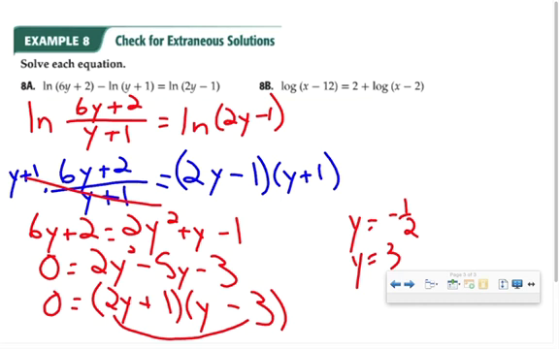And once again, if I take that negative 1/2 and plug it in on the right-hand side, is where I notice it most immediately. When I plug in negative 1/2 for y, I get negative 1 minus 1, so I'd be taking the natural log of negative 2. That's impossible. So y is 3.